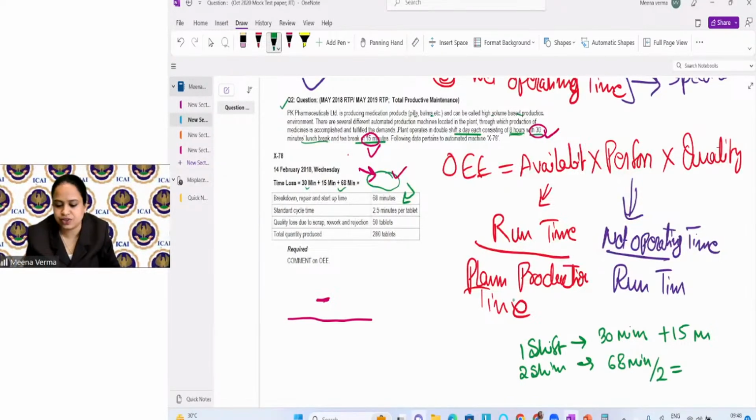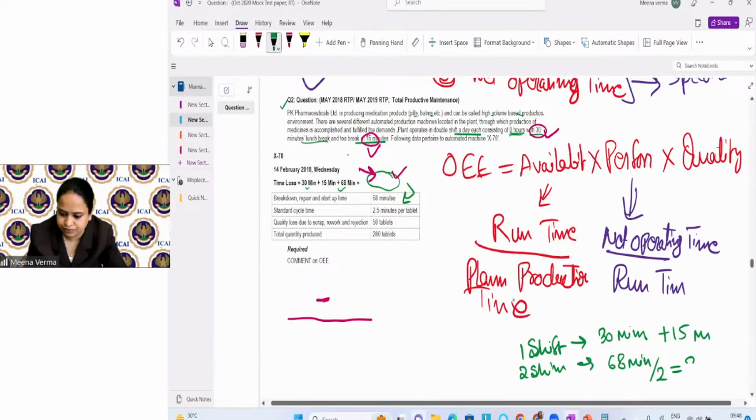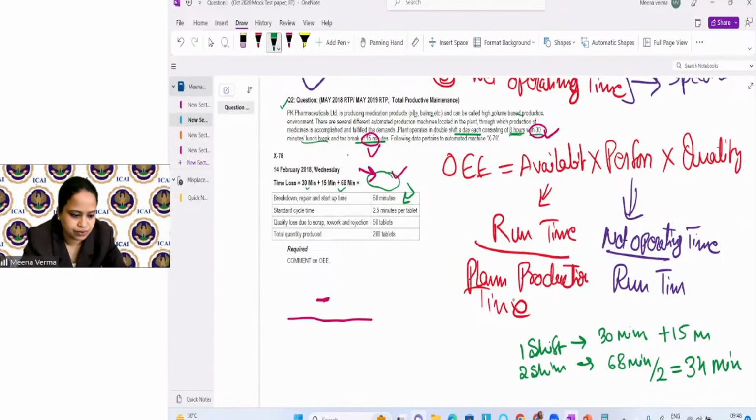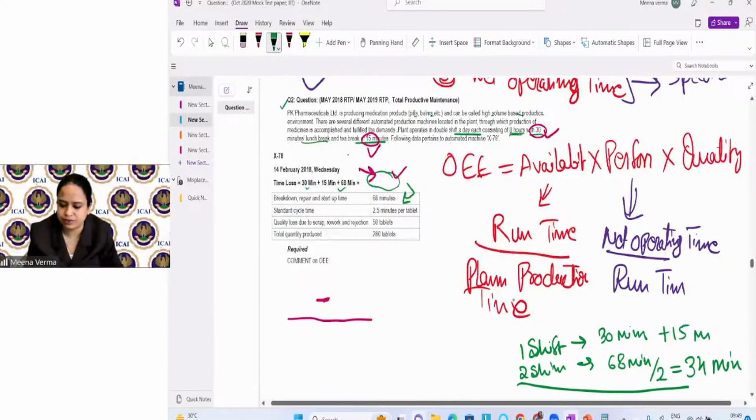So for one shift, you have to divide it. 68 divided by 2 comes as 34 minutes, right? Now check what the sum is. 45 plus 34 is 79. 79 minutes is the downtime here. So this will not be 68 here. It will be half, because the number of shifts is given here, right? So this will be 34 minutes.